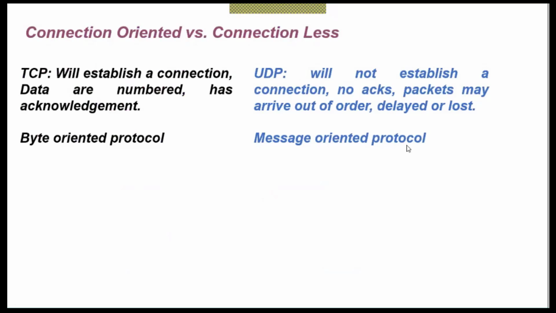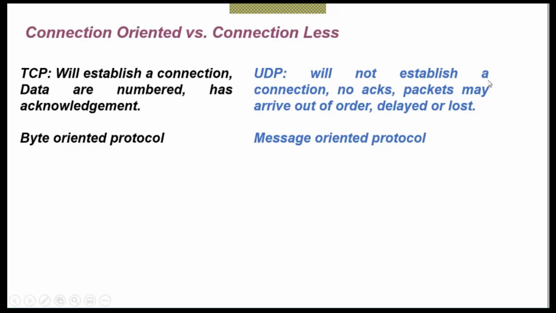Right? TCP is a connection-oriented protocol, whereas UDP is a connection-less protocol. When I say connection-oriented, before you transfer the data, it will establish a connection. How we are going to learn it? Don't worry. Data are numbered. That means each segment has a number and it has an acknowledgement also in TCP.